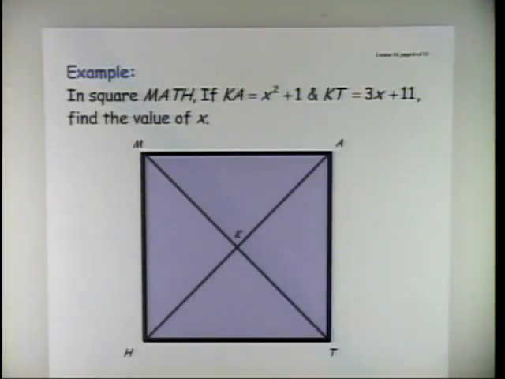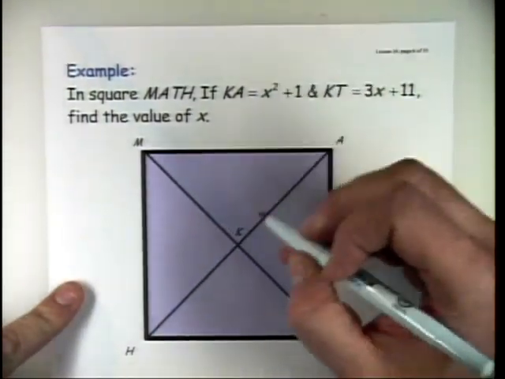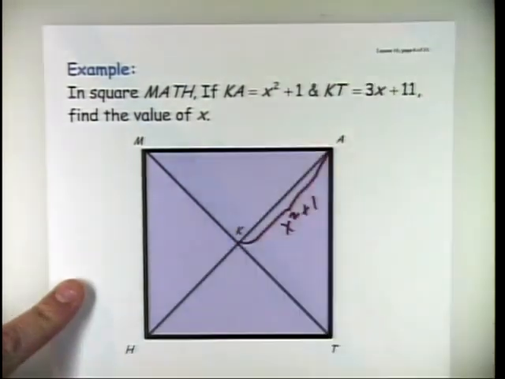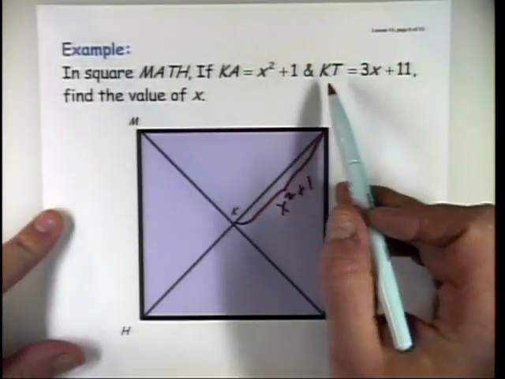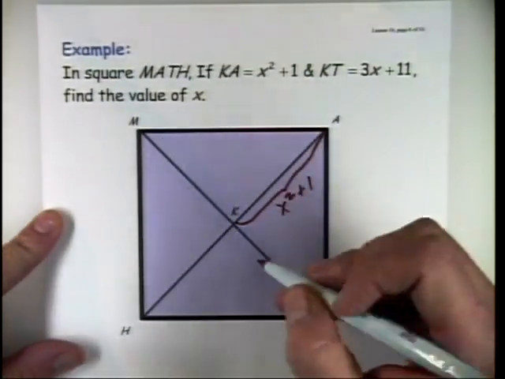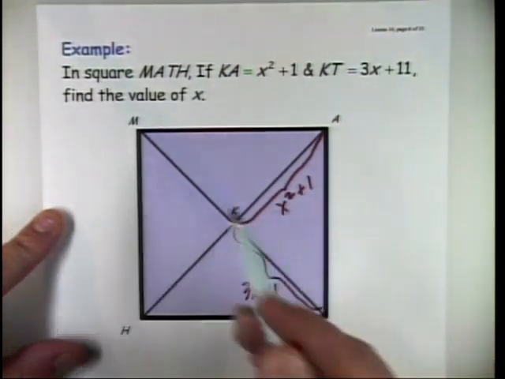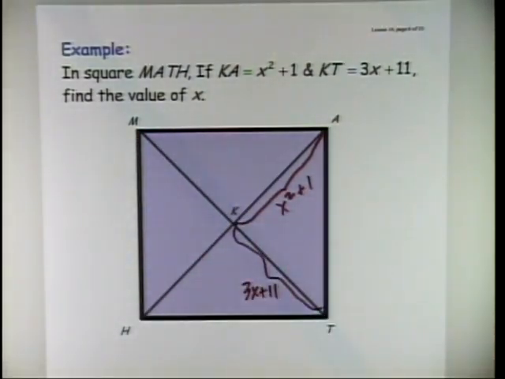Here we go. We got a square appropriately named MATH. What we know is that segment KA has a measure of x squared plus 1. Let's identify it. KA is here. I like to draw on the diagram, call that x squared plus 1. And we know that KT, which is this one right here, is 3x plus 11. We want to find the value of x. Okay, so how are we going to do that?